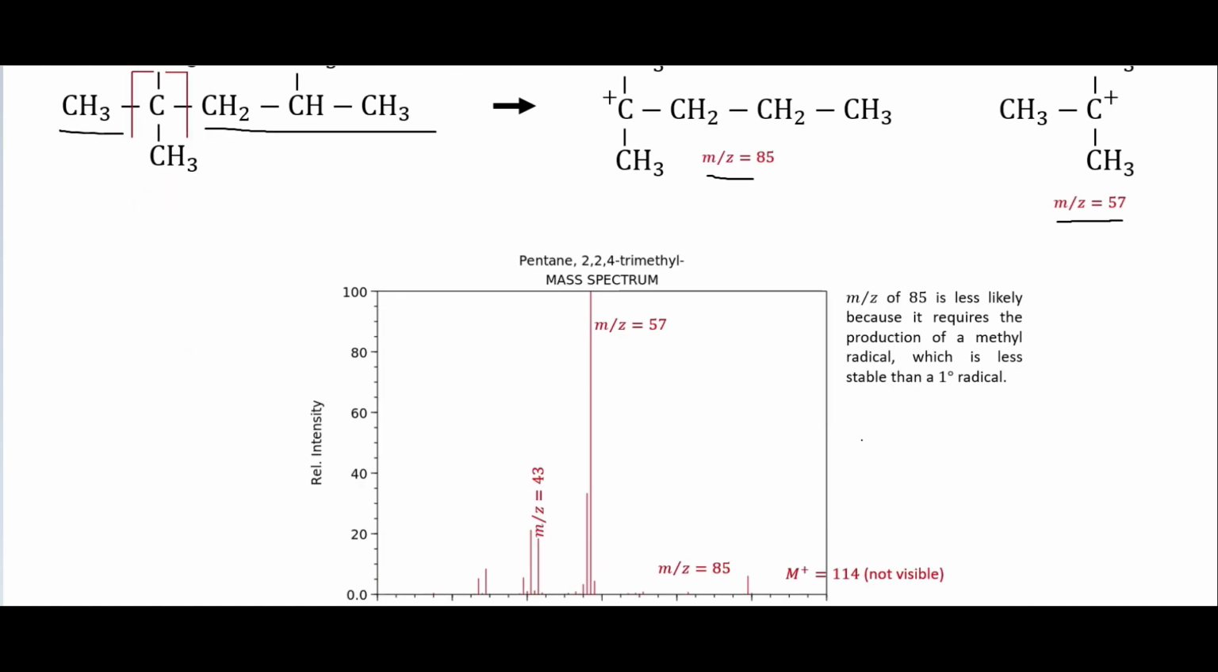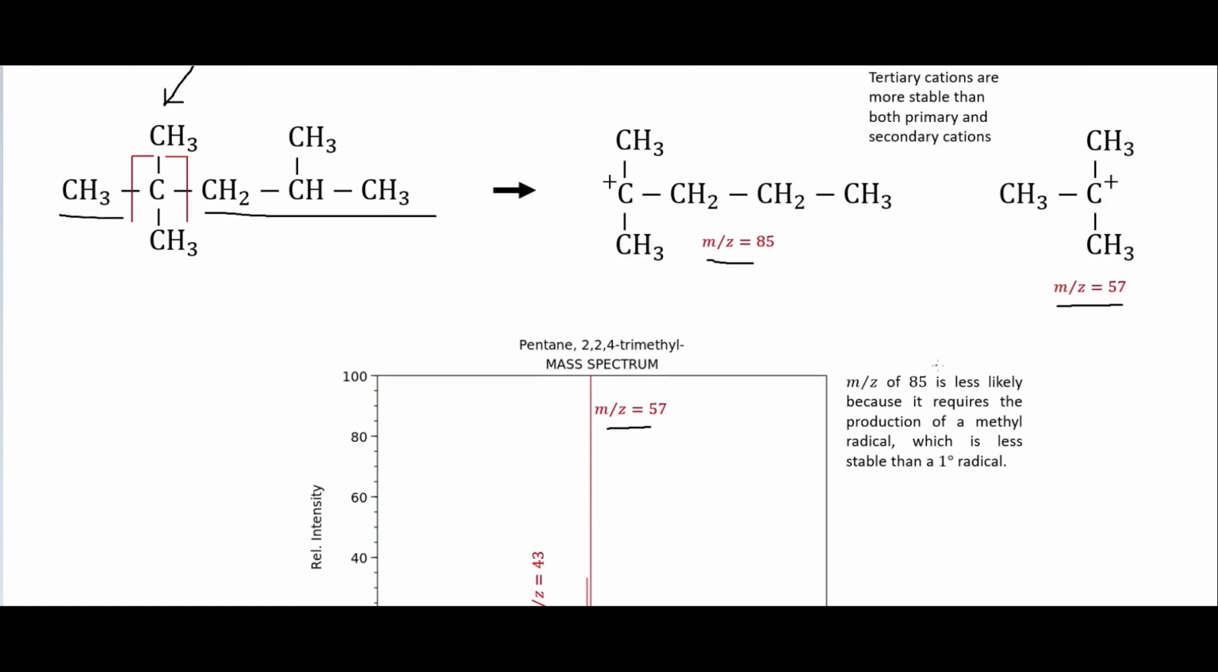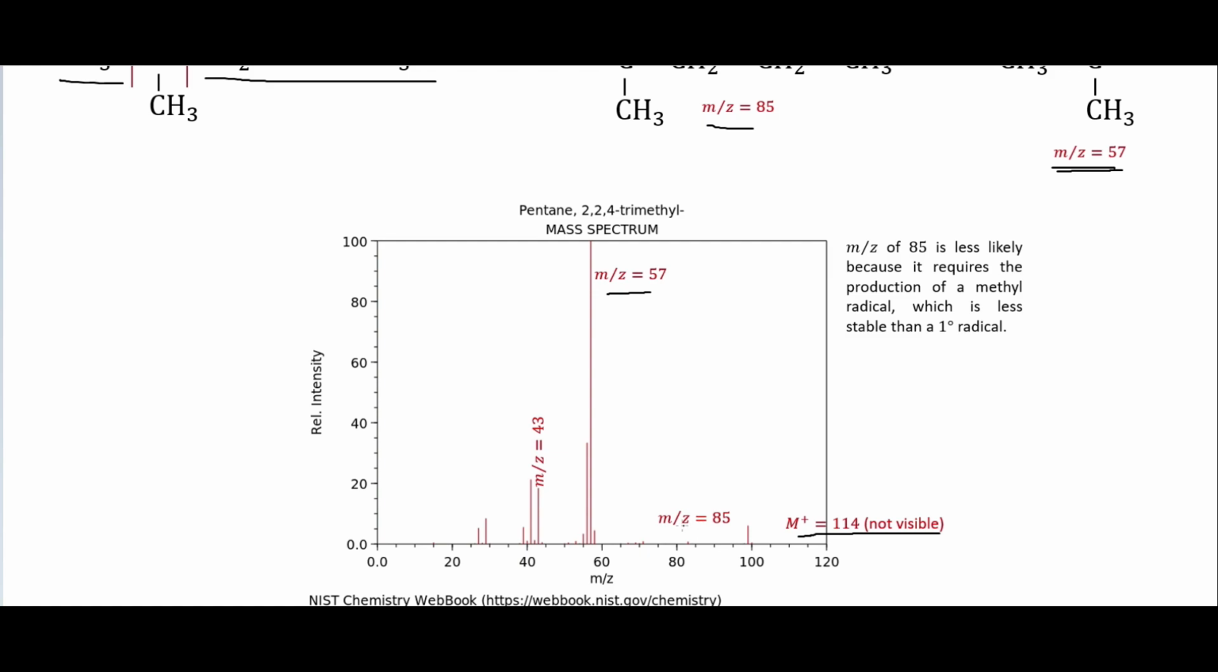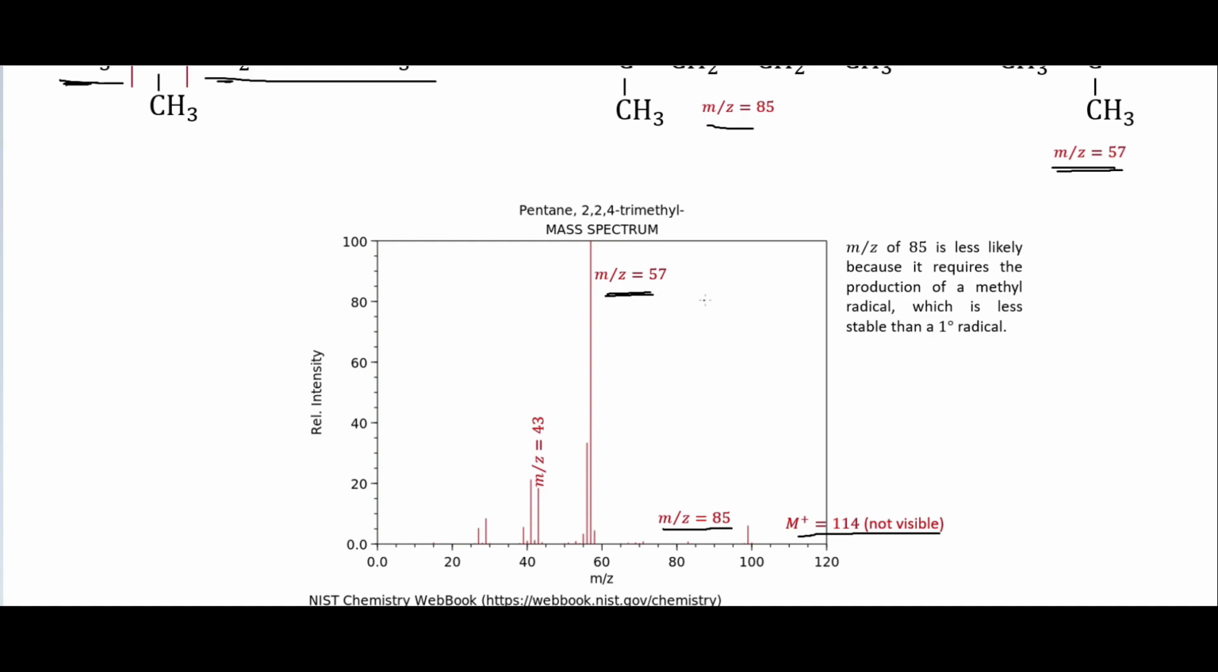And so if we look at the spectrum for this, the molecular ion actually doesn't show up. As I said, that's going to be quite common. We have our M over Z of 57 as our base peak. So that's this one, and again, that's going to show up more. In fact, it looks like the M over Z of 85 is not even showing up on here. That's because we would have to be making a radical methyl carbon right here, instead of a radical primary carbon. And so we get the M over Z of 57 as our base peak, and that's going to be the most abundant one.